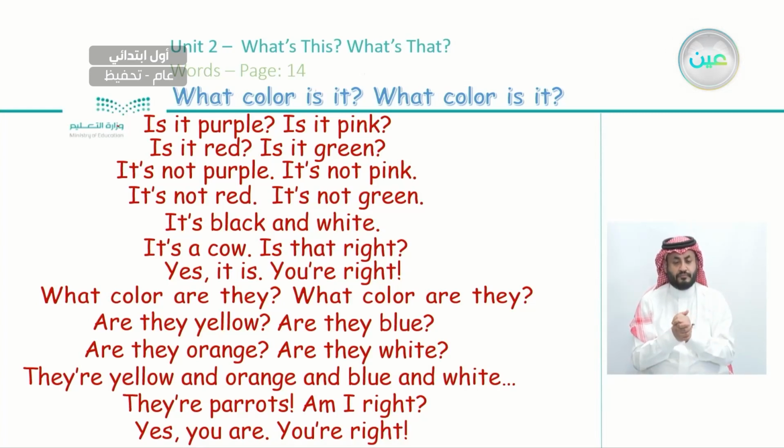You're right. Perfect. Okay. Now I will read it again, but fast. Okay. So follow me. So let's start. Is it purple? Is it pink? Is it red? Is it green? It's not purple. It's not pink. It's not red. It's not green. It's black and white. It's a cow. Is that right? Yes, it is. You're right.